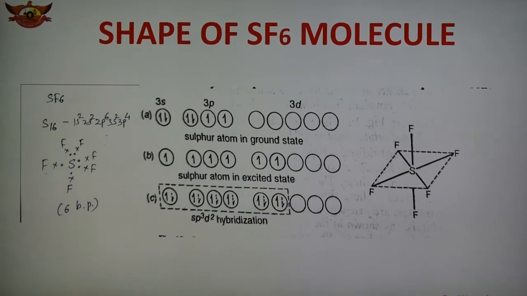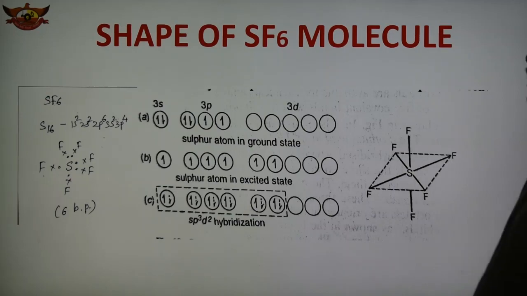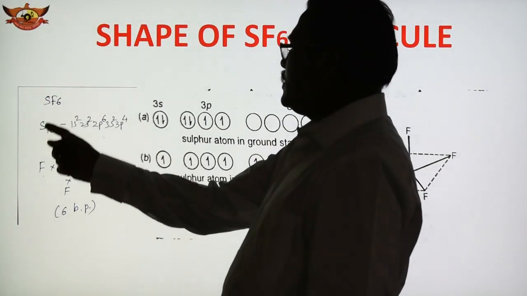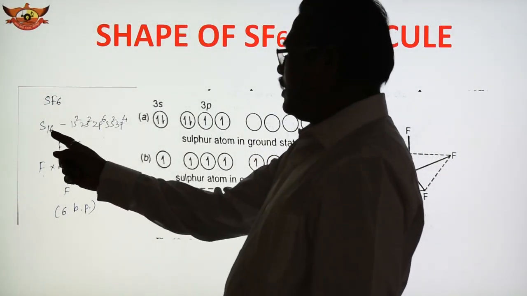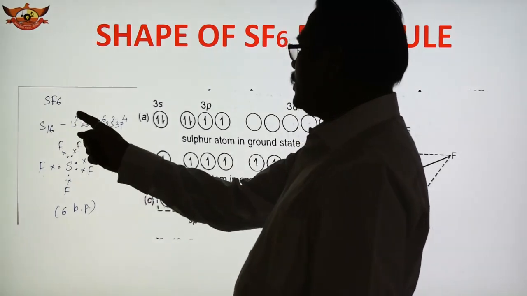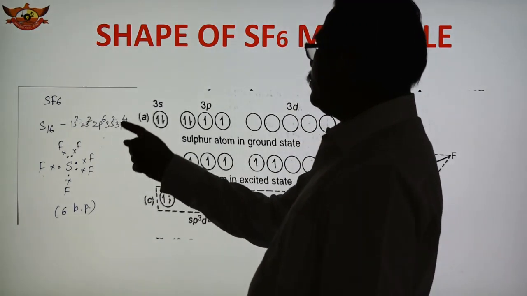SF6 molecule, sulfur hexafluoride molecule. In case of SF6, the central atom is sulfur and the atomic number is 16, the configuration is 1s2, 2s2, 2p6, 3s2, 3p4.